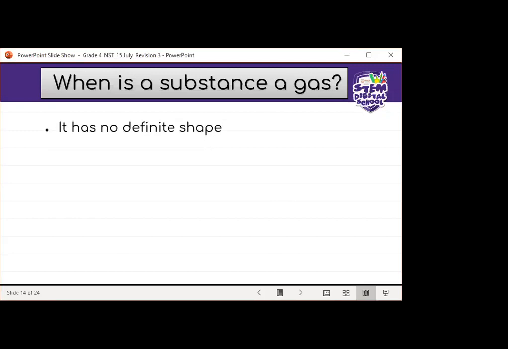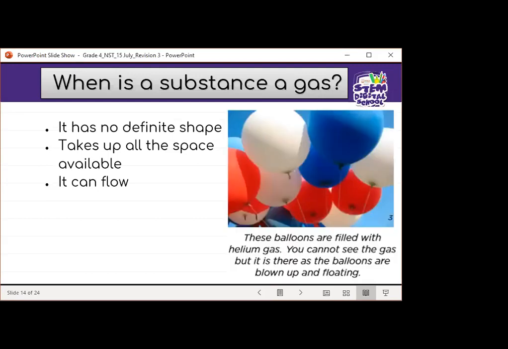So a gas does not have a definite shape, okay? It takes up all the space available and it can flow everywhere, just as Daresh mentioned. Here we have an example of balloons which are filled up with gas, and the gas that is filled up in the balloons, we call it helium gas, and that is why the balloons can float up in the air when they are filled up with this particular gas. Another important thing about gases is that we cannot always see the gas.